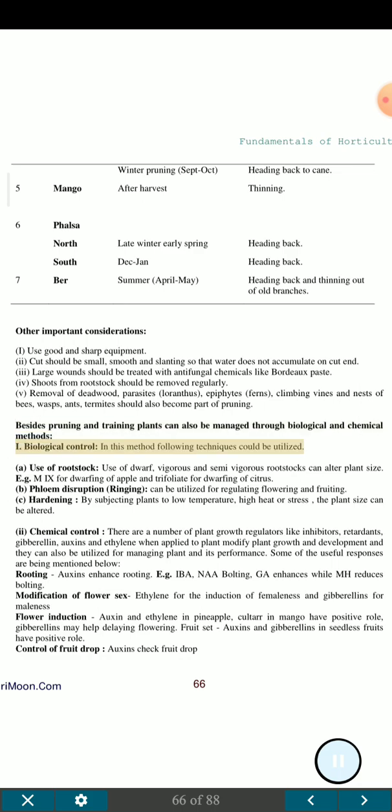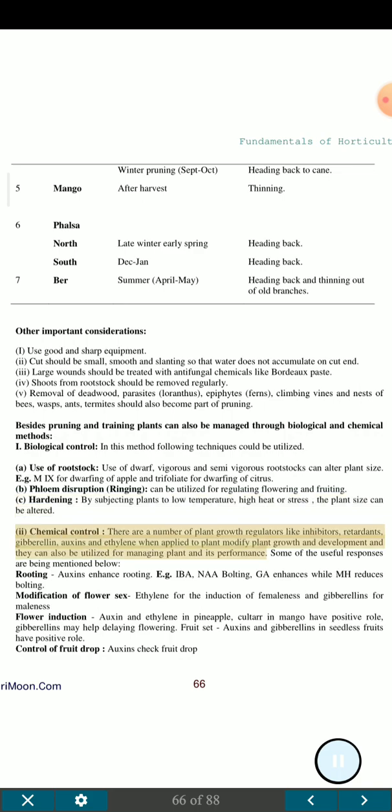Biological control. In this method following techniques could be utilized. Use of rootstock. Use of dwarf, vigorous and semi-vigorous rootstocks can alter plant size, e.g. M9 for dwarfing of apple and trifoliate for dwarfing of citrus. Phloem disruption, ringing can be utilized for regulating flowering and fruiting. Hardening. By subjecting plants to low temperature, high heat or stress, the plant size can be altered.